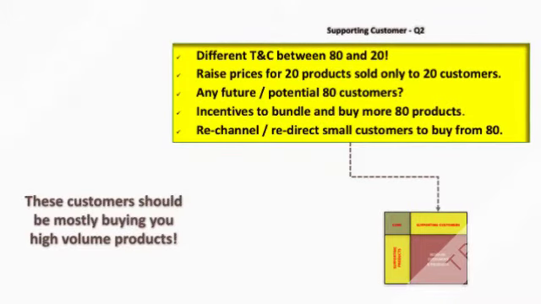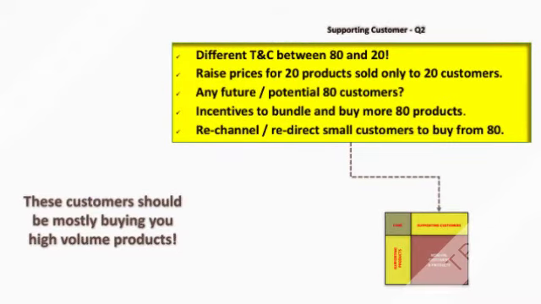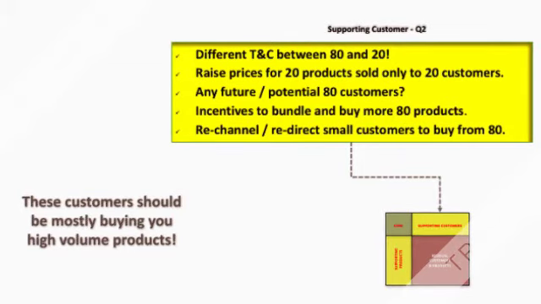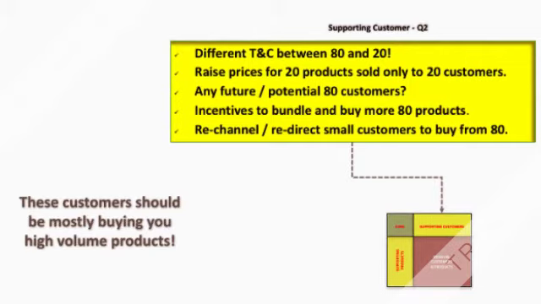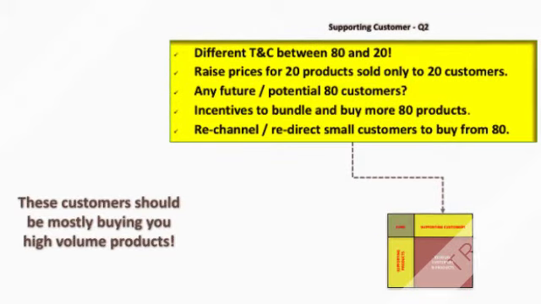Quadrant 2 is where your supporting customers are. For the most part, they should be buying only your 80 products, but there are customers here that you can also develop into becoming 80 customers someday. But one thing for sure, you have to differentiate the way you do business with these customers from the 80 customers. Different terms and conditions, raise prices, incentives to bundle and buy more 80 products, rechannel, redirect the small customers to buy from the 80 customers.